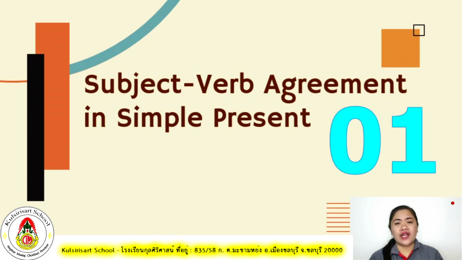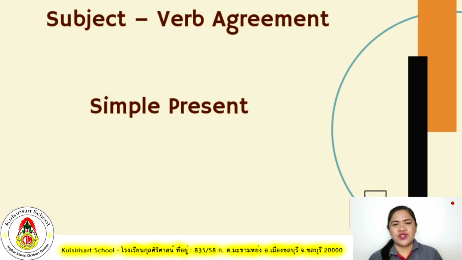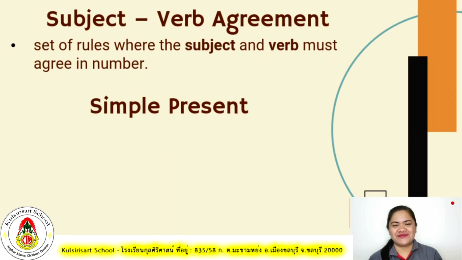Let's define what is subject-verb agreement and what is simple present to further understand the things that we're going to talk about today. Subject-verb agreement. When we talk about subject-verb agreement, this is a set of rules where the subject and verb must agree in number. That's why we call it subject-verb agreement, because the subject and the verb should agree with each other's number.